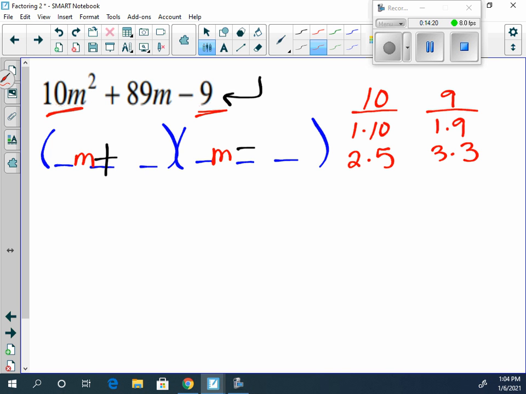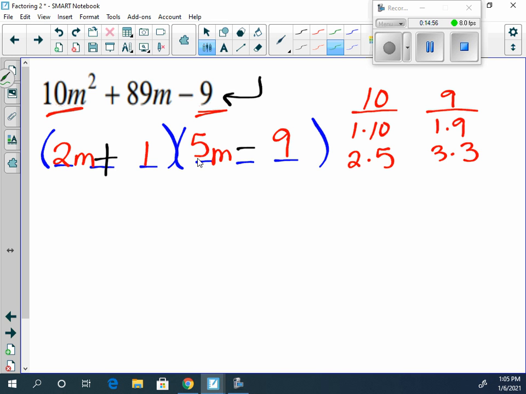So let's pick the factors for 10 that we want to use. Do we want to use 1 and 10 or 2 and 5? Let's do 2 and 5. And then for 9, we're going to pick 1 and 9 or 3 and 3. Let's try 1 and 9. So we're just going to pick a set out, and now we're going to check it to see if we get the correct middle term. We're looking for 89.